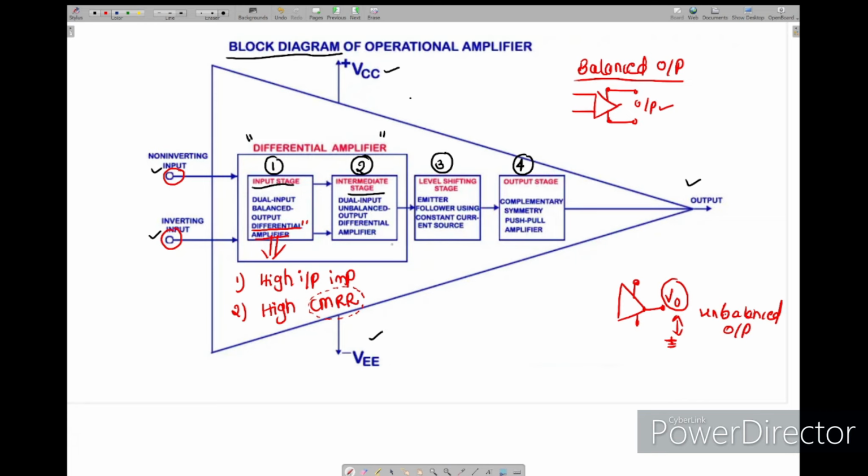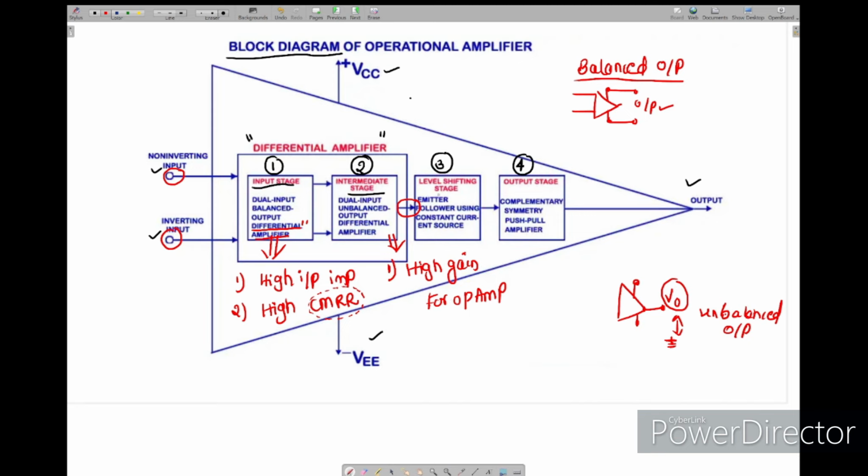The second stage, if you see, is dual input unbalanced output. That's why we see only one output from this stage. This stage is important to provide high gain for the op-amp. The responsibility of this stage is to provide the high gain for the operational amplifier.